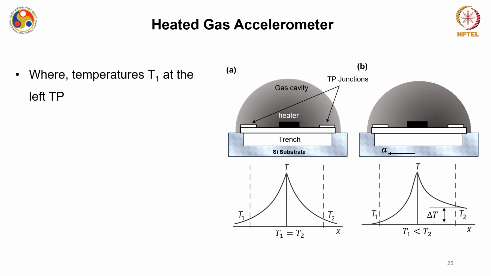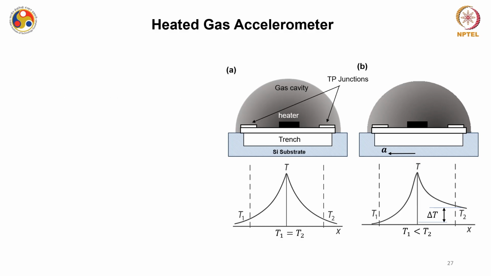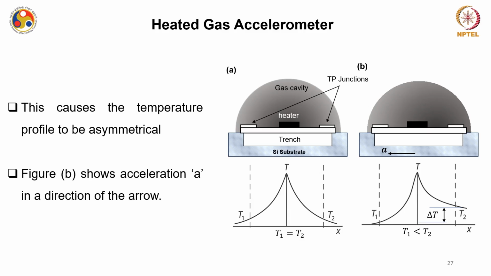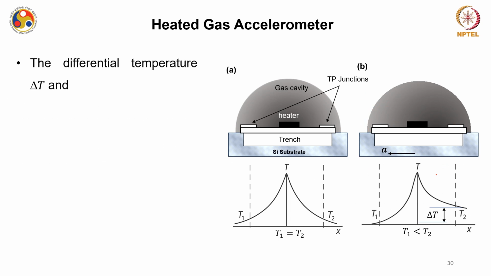Now when temperature T1 at the left thermopile is equal to temperature T2, acceleration in any direction, as we have discussed, will increase or decrease the temperature, and the temperature profile will change. Under the acceleration forces, the warm gaseous molecules shift towards the right thermopile if the acceleration is in this direction, and in the reverse way they will come to J1 if the acceleration is in this direction, and that is how we have seen that T2 minus T1 is greater than 0.